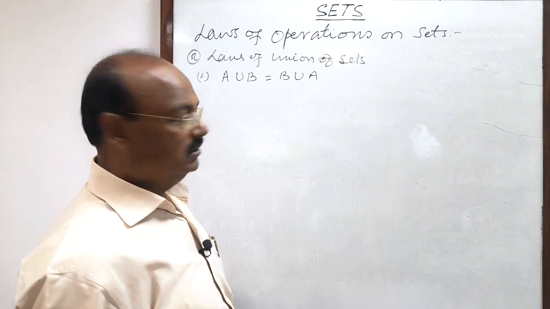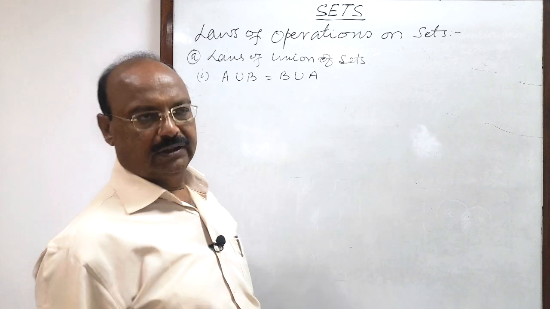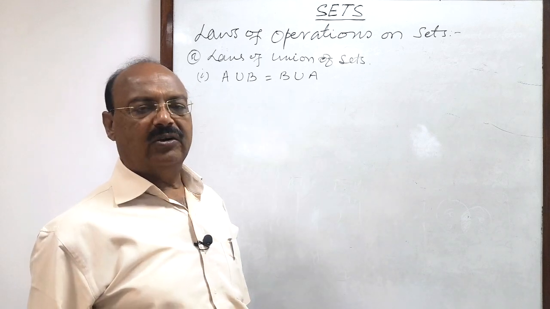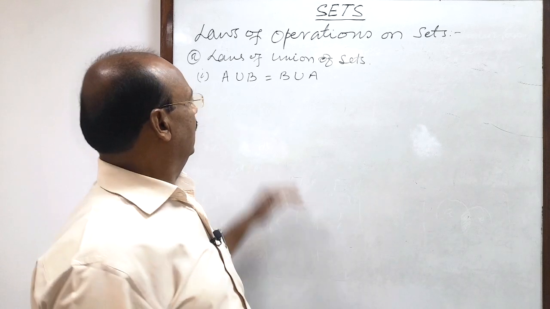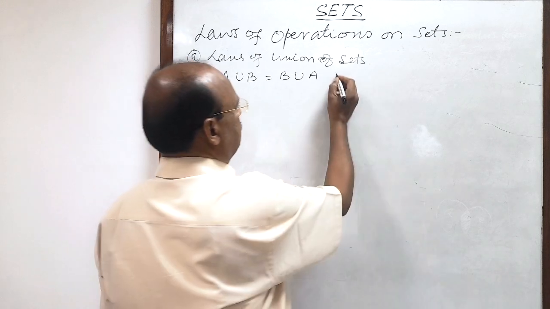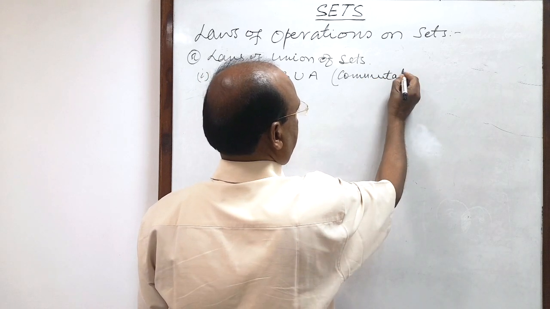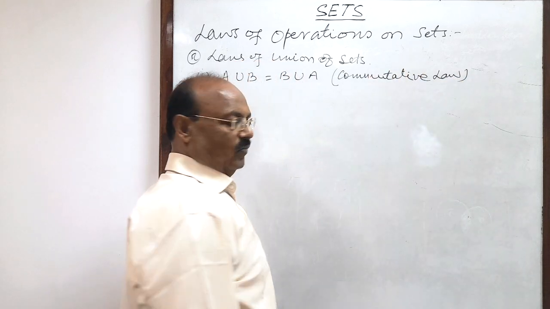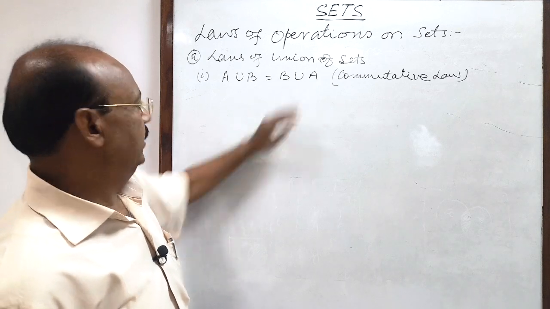It doesn't matter whether you make A union B or B union A. It means the order of two sets while operating union on these two sets is immaterial. And this law, this property, is known as commutative law. So A union B is equal to B union A.